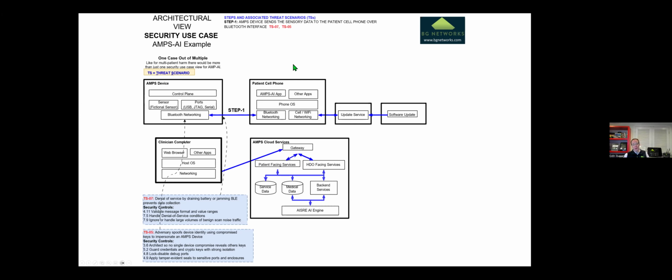And in this case, we're showing step by step how we're securing the device in this use case. So, for instance, this one here: denial of service by draining a battery, or jamming BLE.